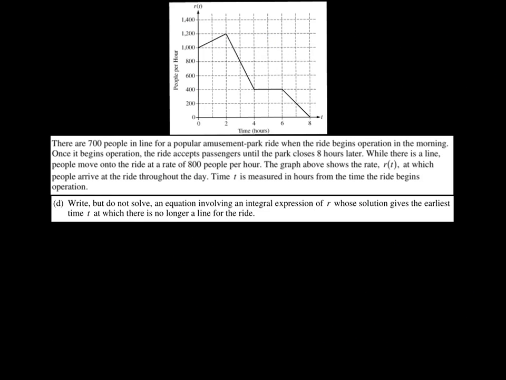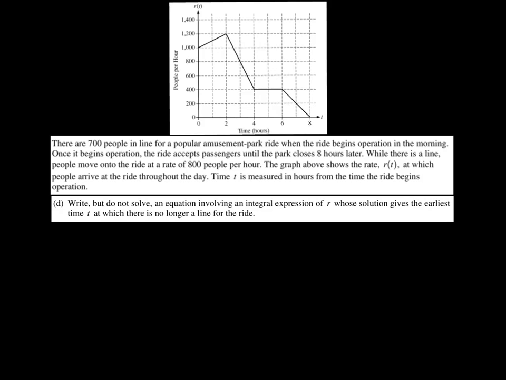Part D says, write but do not solve an equation involving an integral expression of r whose solution gives the earliest time t at which there is no longer a line for the ride. So we just talked about, in part C, figuring out how many people are in the line at time t equals 3. But we're going to use that same idea.